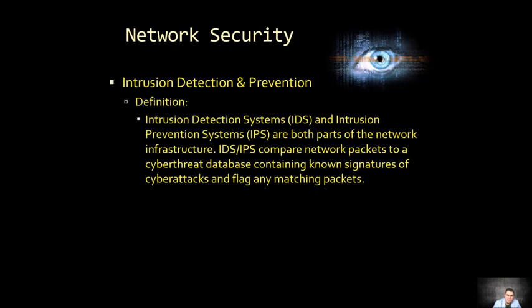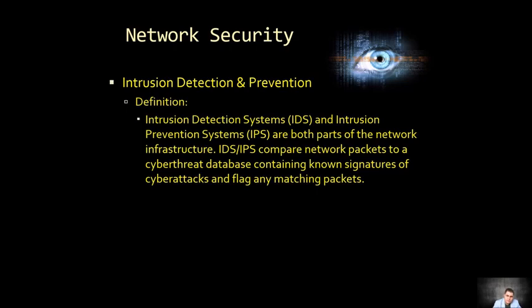And the definition of the IPS and IDS can go as follows. Intrusion detection system and intrusion prevention system are both part of the network infrastructure, and they are devices or software entities that compare network traffic or network packets to a threat database containing unknown source and destination, but known signature inside the cyber attack, and they can flag them by any matching of the packet. There's a whole course about IPS and IDS. We need to know that they can be signature-based or anomaly-based detection. They can be host-based or network-based systems, and the differences between them are discussed in other courses.